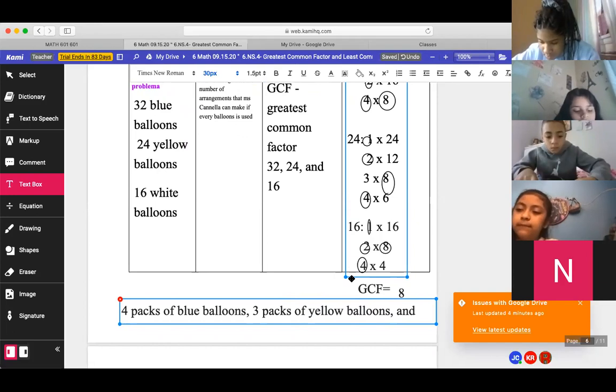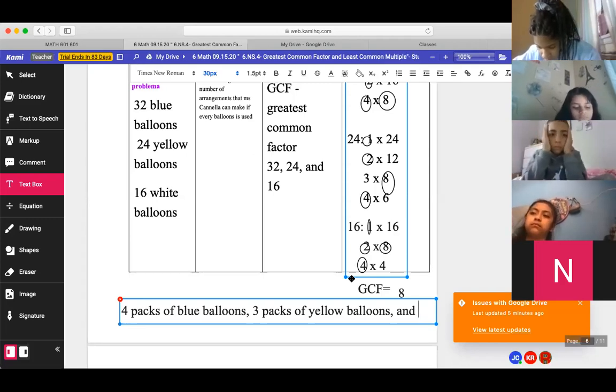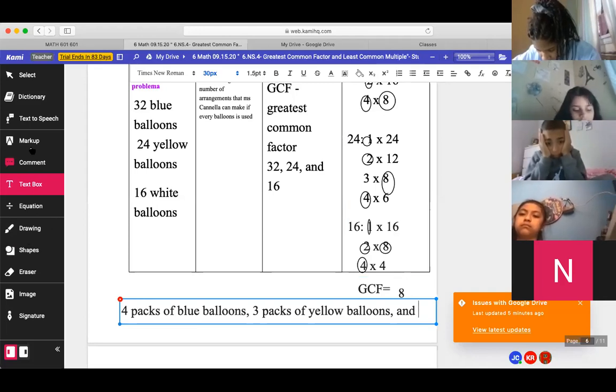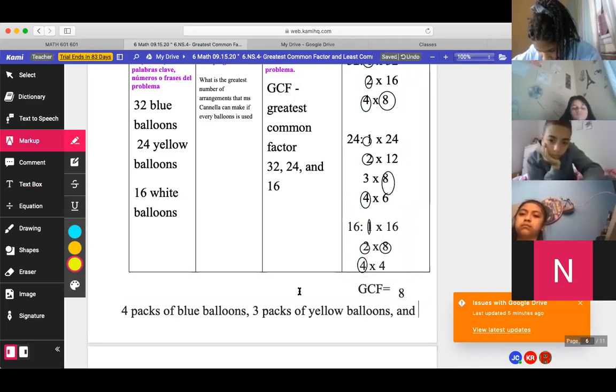Kayla. 3. No, to get 16. You said 3 before. That was yes, the 24. So 8 times what equals 16 now? 2. 2, good. So that means how many packs of balloons do we need?